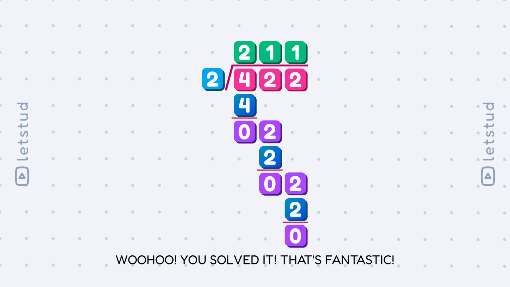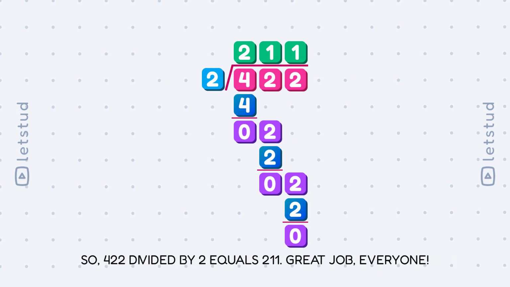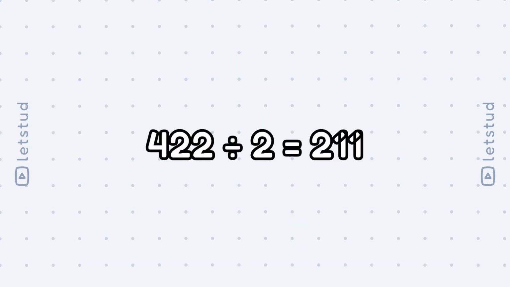Woohoo, you solved it, that's fantastic. We've reached the end of our division journey for today. So 422 divided by 2 equals 211. Great job, everyone. We just conquered dividing 422 by 2.